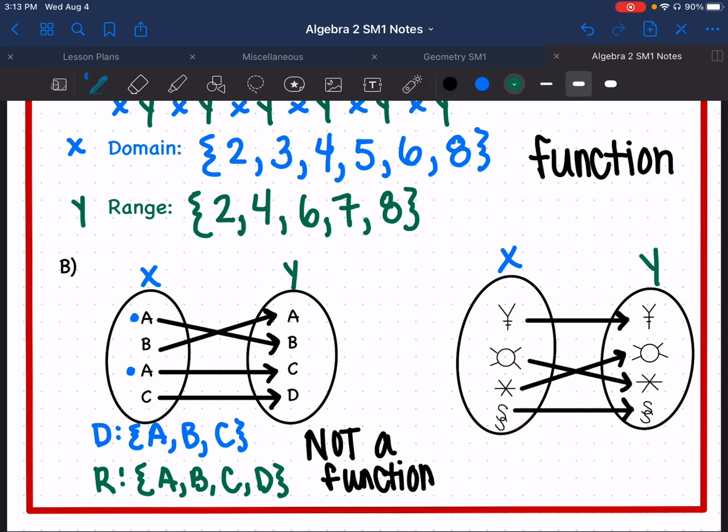Here would be your range values. And yes, they are the same four symbols, but it doesn't matter. You could have one of them that's not even used. It's still a function. So this one is a function.